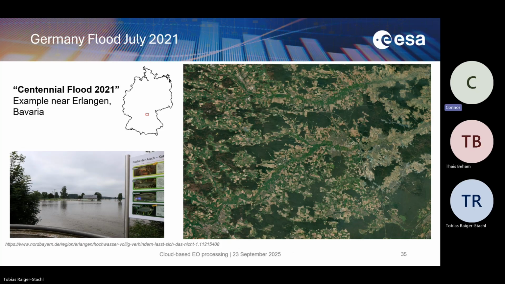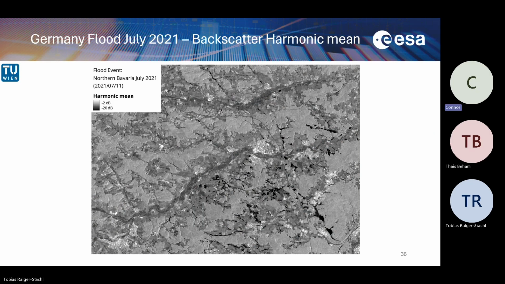That's another example. We are in Germany for this huge flood that happened in 2021 near Erlangen, Bavaria. That's the Sentinel-2 image as a reference of the area. Next, please. So this is the SAR point of view from the harmonic model. This is the average backscatter value for the 11th of July 2021. Next one.